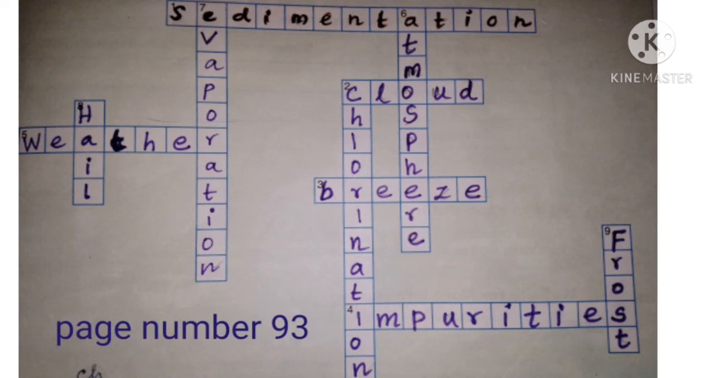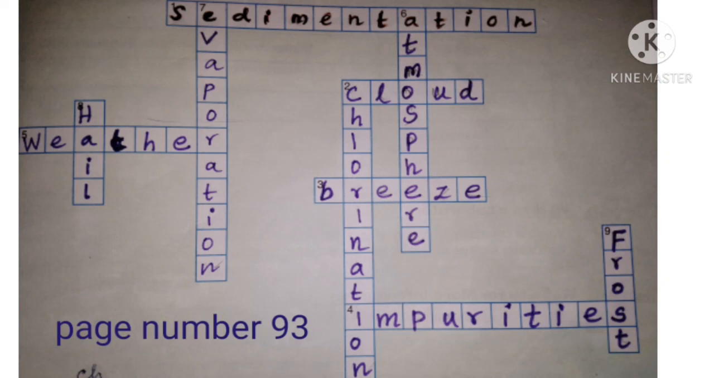2. It is a method to kill the germs present in water. Answer: chlorination. 6. It is an envelope of air around the earth. The answer: atmosphere. 7. It is a process in which water changes into vapor on heating. The answer is evaporation.